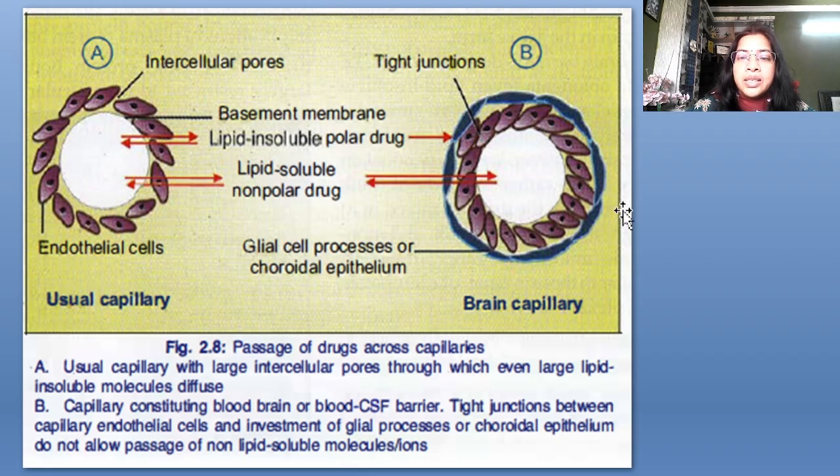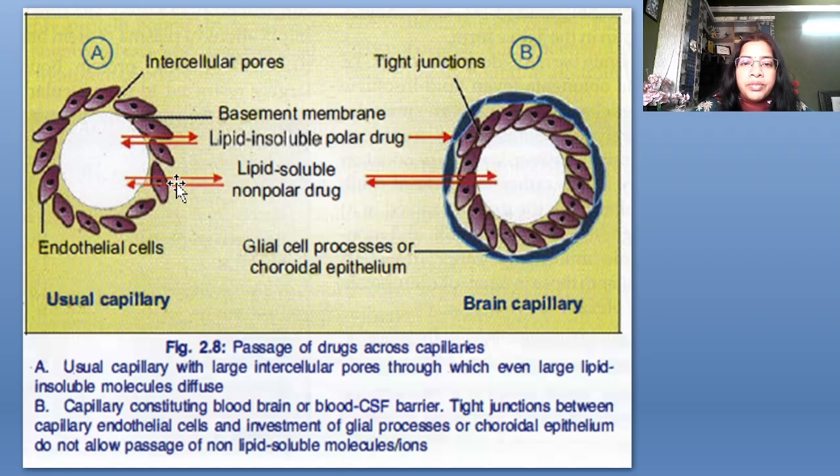And here we can see brain capillary. Here the intercellular pores are not present, but in this case, pore transport is possible. The basement membrane is there, which is not present in the usual capillary. And after that, the glial cells are tightly and compactly packed so that only lipid soluble molecules can pass through it, but any drug through the filtration or pore transport is not possible.